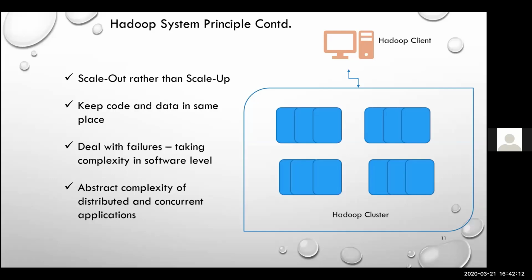Abstract the complexity of distributed computing and concurrency under the hood. The developer or the administrator won't know how it works, but underlying it, Hadoop is giving a layer and hiding all the complexities from the developer.